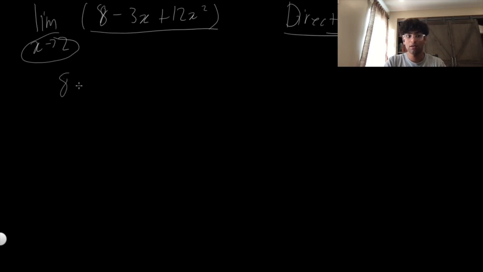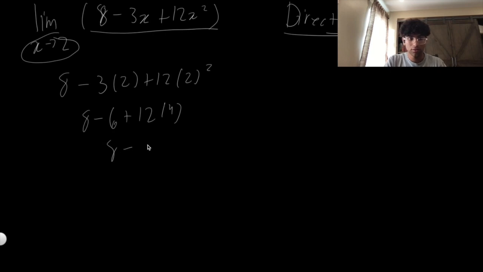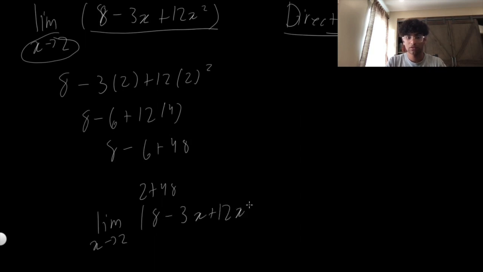All right, so 8 minus 3 times 2, plus 12 times 2 squared. So this just becomes 8 minus 6 plus 12 times 4. So 8 minus 6 plus 48. So this is 2 plus 48. So the limit as x approaches 2 of this function, 8 minus 3x plus 12x squared, is going to be equal to 50. So there you go.